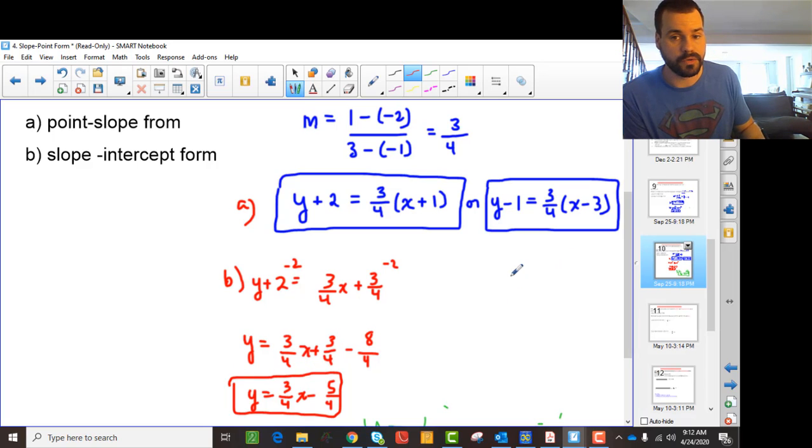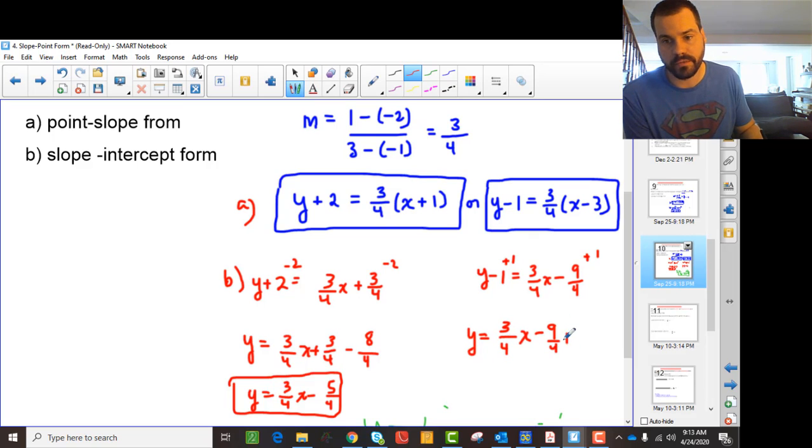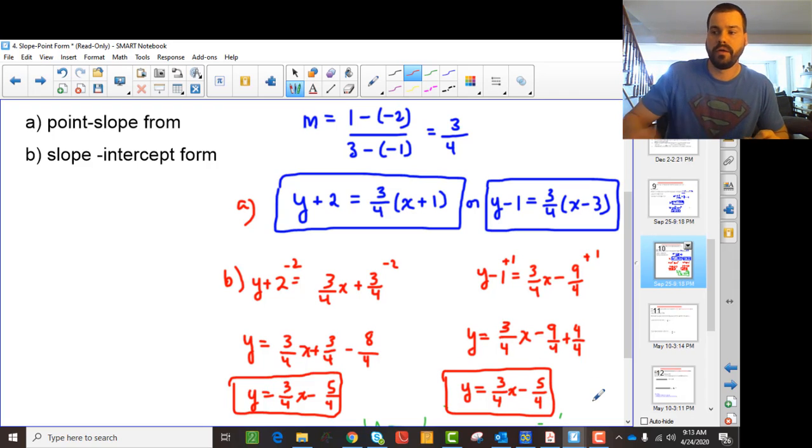Now, just want to show you, if we do it over here, we have y minus 1 is equal to 3/4 of x minus 9/4. Okay, 3/4 times 3. And then we're just going to add 1 to both sides. So that gives me y is equal to 3/4 of x minus 9/4 plus 1, which is 4/4. So that gives me y is equal to 3/4 of x minus 5/4. Okay, so they actually give you the same slope-intercept form regardless of the fact that you've used a different point in the point-slope form.